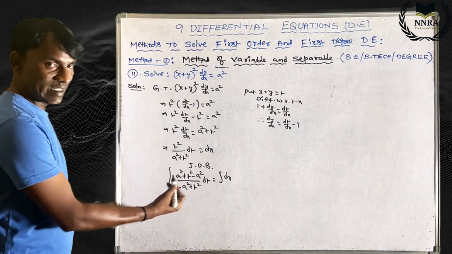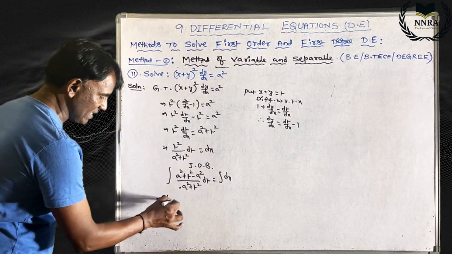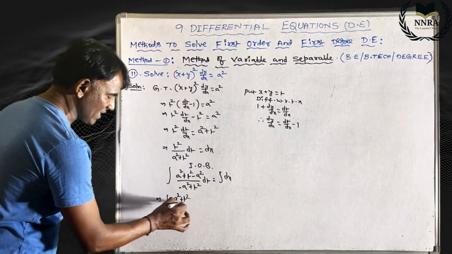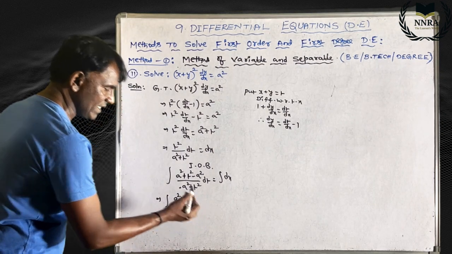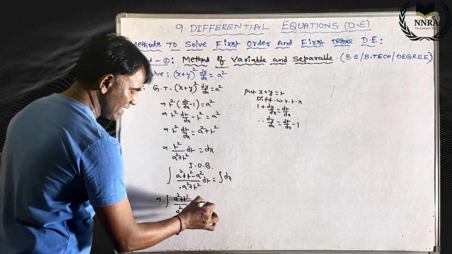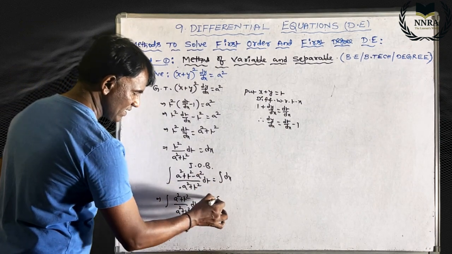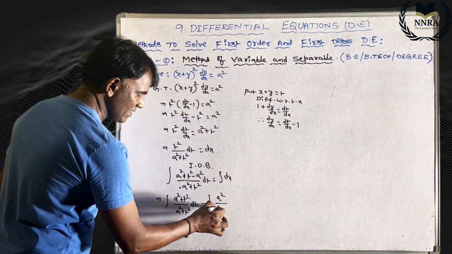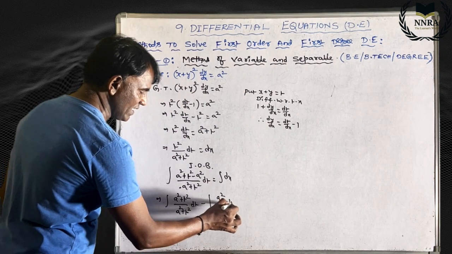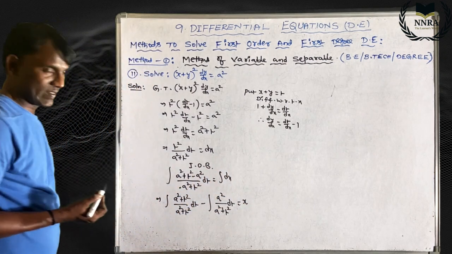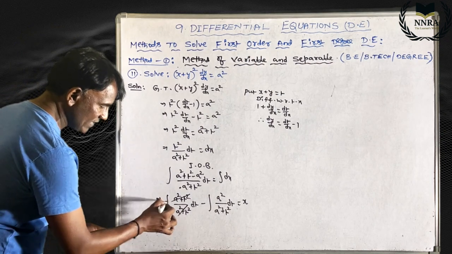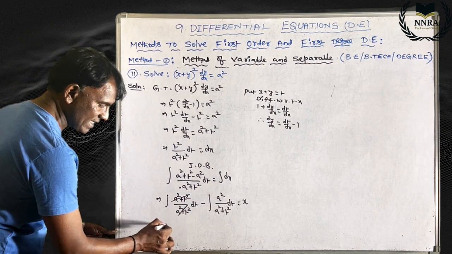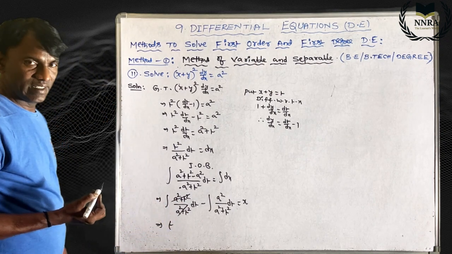Now split these terms. What is that first term? Integral of (a square plus t square) by (a square plus t square) dt, and minus a square divided by (a square plus t square) into dt, and it is x. Now both get cancelled. What is the remaining value? Integral dt. Integral dx is x. Similarly, it is t. Clear?